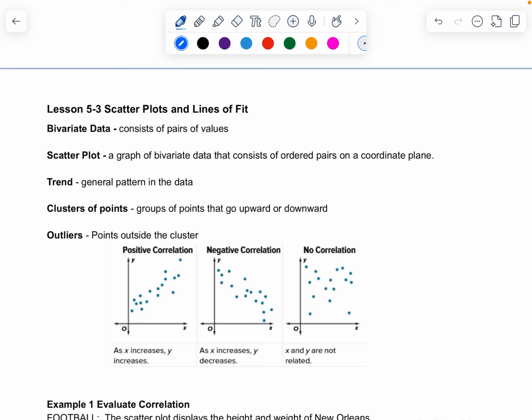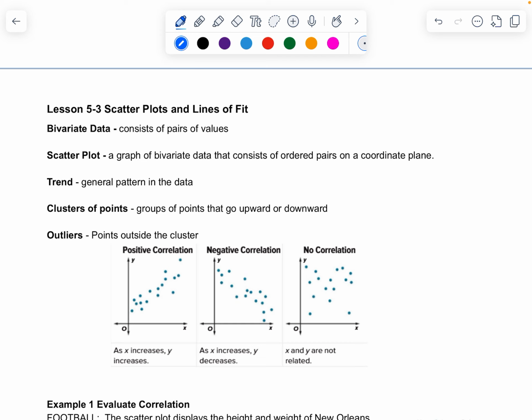Lesson 3, scatter plots and lines of fit. So we'll start off with bivariate data that can consist of pairs of values. Bi means two variables, so we have pairs of values. A scatter plot is a graph of that bivariate data. You put it on a coordinate plane.